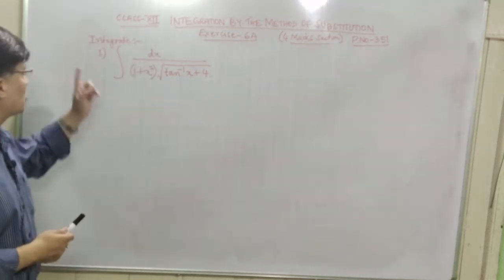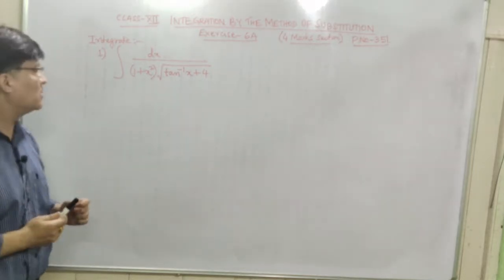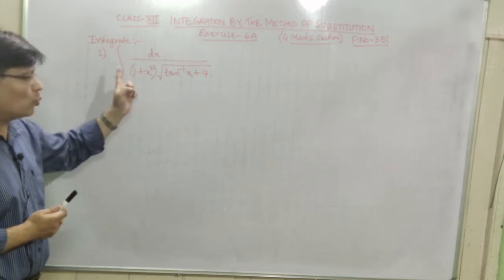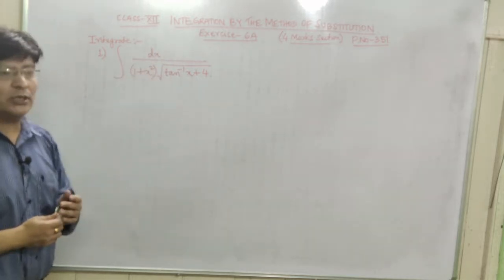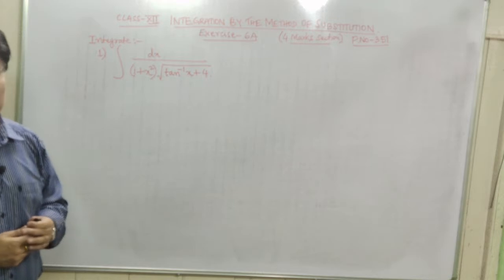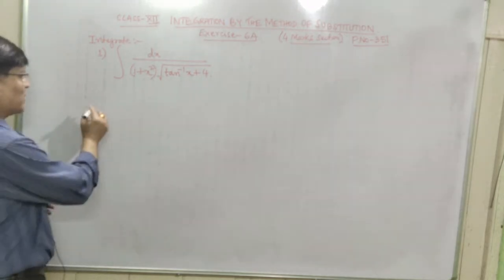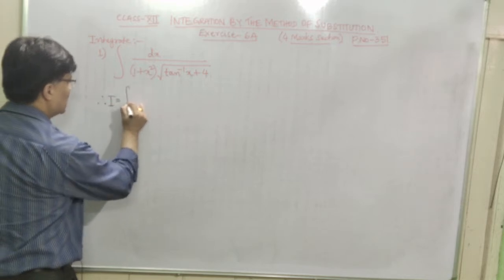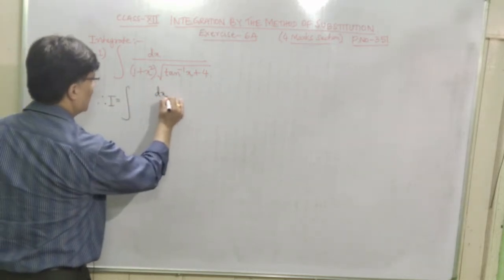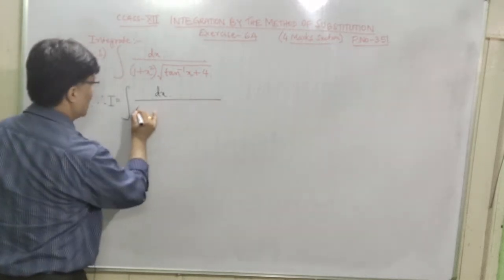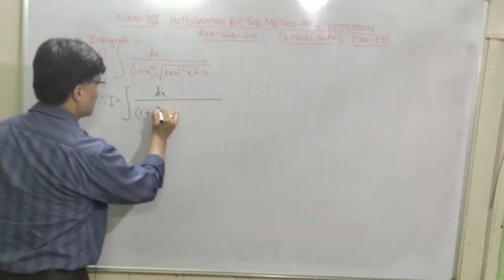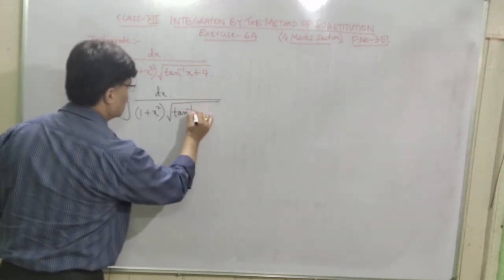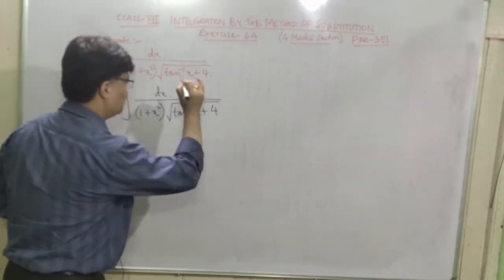So let's do this question number 1. Integrate. Question number 1 is integral dx divided by 1 plus x square into root under tan inverse x plus 4. So let us write I is equal to, that means we are integrating it. I is equal to integration of dx divided by 1 plus x square within square root tan inverse x plus 4. Right?